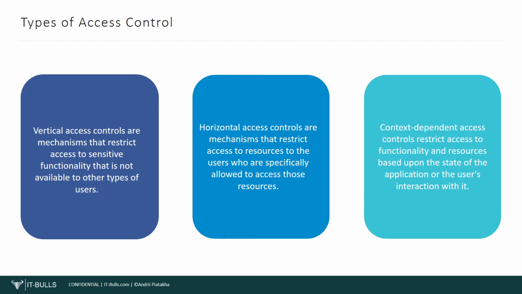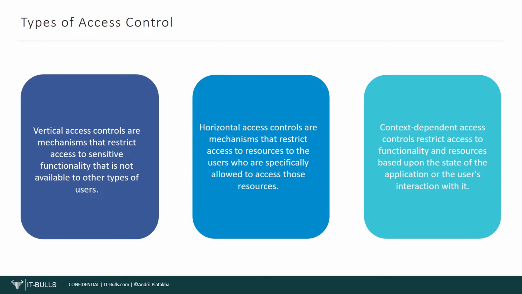access to these actions. Horizontal access controls are mechanisms that restrict access to resources to the users who are specifically allowed to access those resources. With horizontal access controls, different users have access to a subset of resources of the same type. For example, a banking application will allow a user to view transactions and make payments from their own accounts, but not the accounts of any other user.